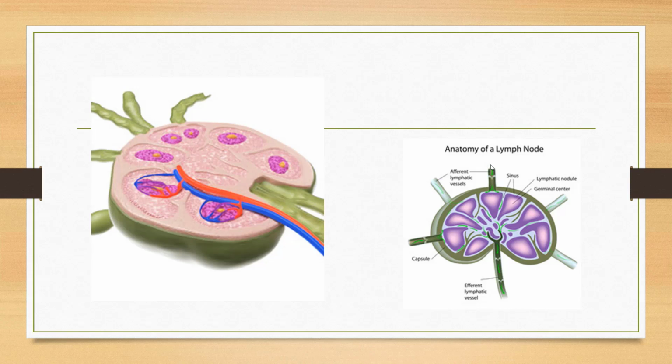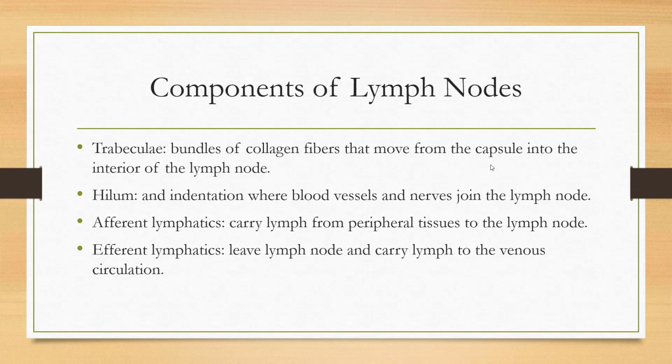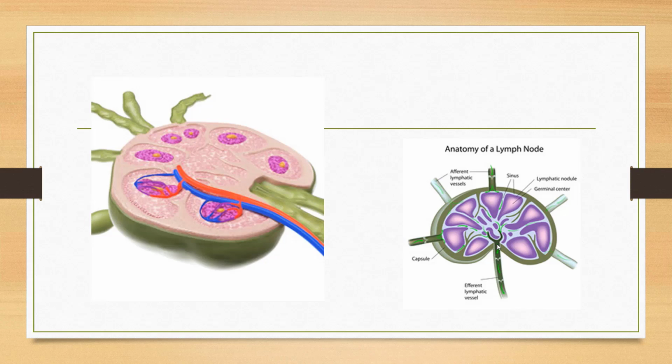And efferent lymphatics leave the lymph node at the hilum. These vessels are carrying lymph away from the lymph node towards the venous circulation. So here's our efferent lymphatic vessel.